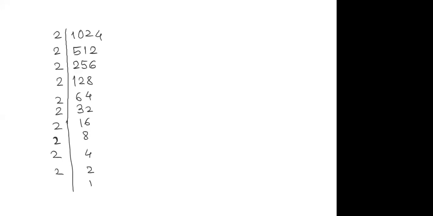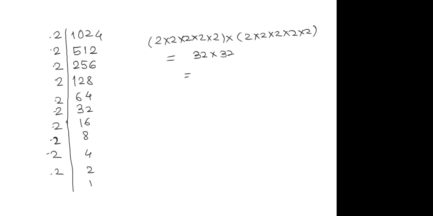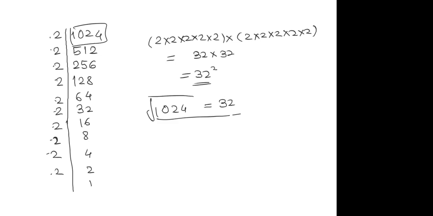Now, how many 2s? 1, 2, 3, 4, 5, 6, 7, 8, 9, 10. 10 times 2, right? So I can write it as 5 times 2 multiplied by 5 times 2. And what is 5 times 2? 32. Yes, 32. Absolutely right. 32 into 32. So this is 32 square. 1024 is 32 square. Square root of 1024 is 32. Did you all get the same answer? Yes, ma'am.